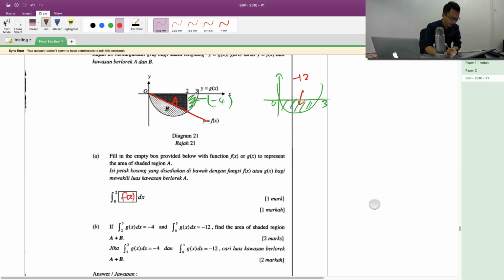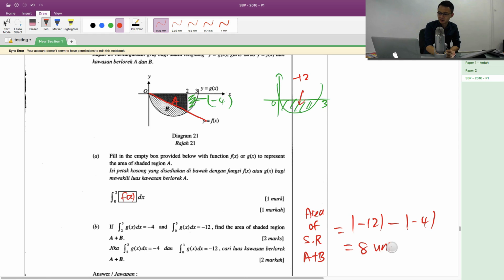Why does it seem very easy? If the whole thing is 12, I just use 12 minus 4. So I think it's just 8. Okay, so area of shaded region A plus B equals modulus of -12 minus modulus of -4. So it's just 8 units squared.